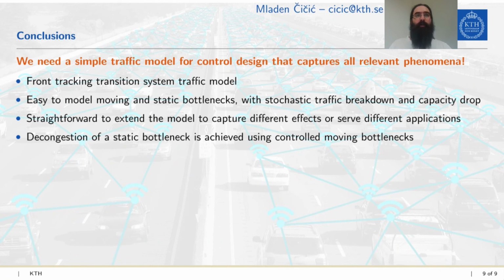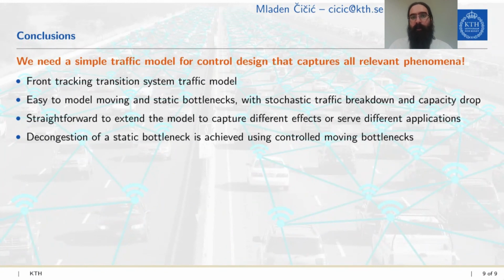So all that is left for me to do is to conclude. The point of this work was to find a simple traffic model which is suitable for control design that still captures all of the relevant phenomena that we needed to capture. And our solution to that is the front tracking transition system traffic model. So as we have seen, it is fairly easy to model both static and moving bottlenecks in this framework, and we can also handle stochastic traffic breakdown and capacity drop.